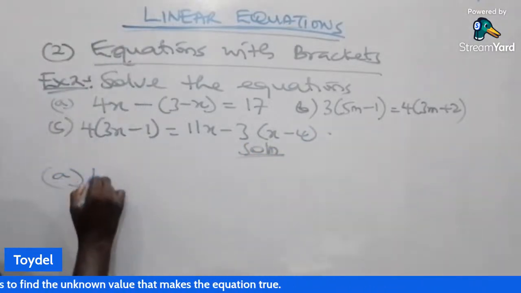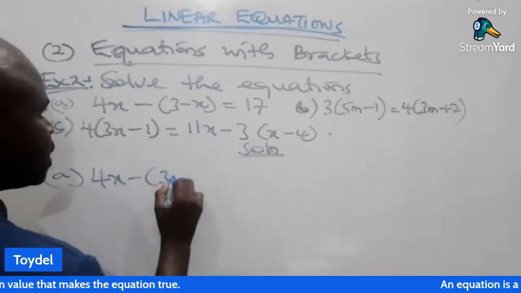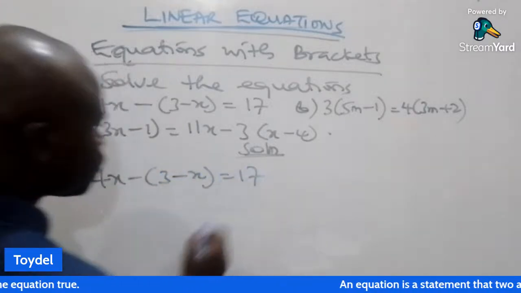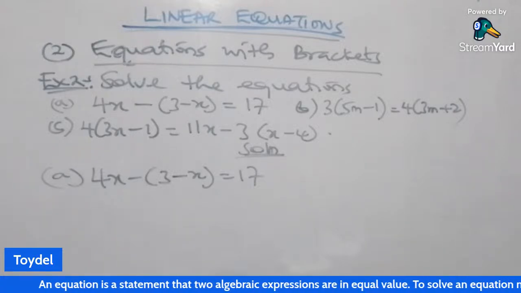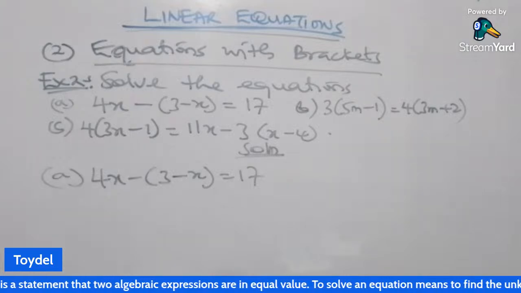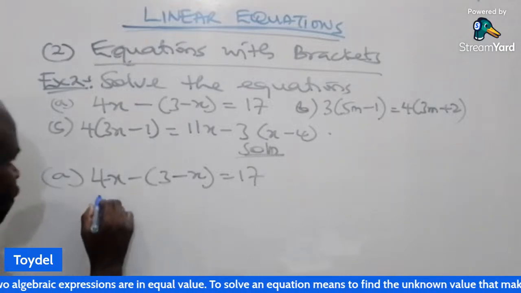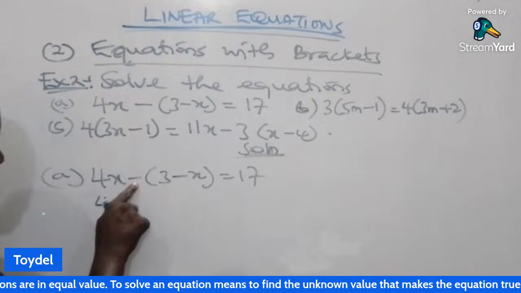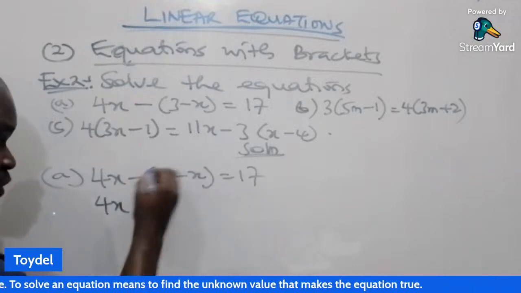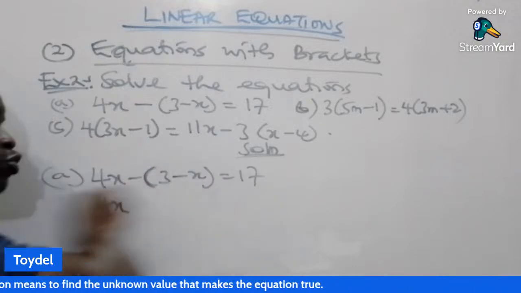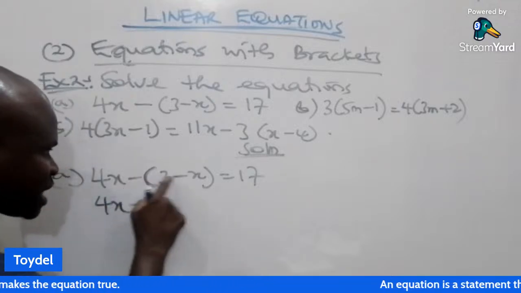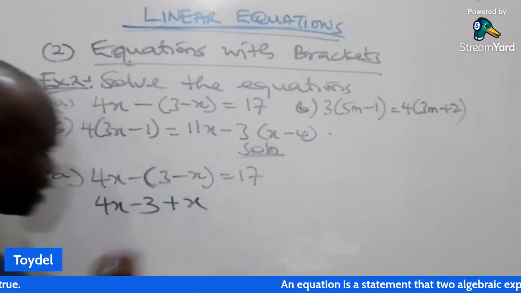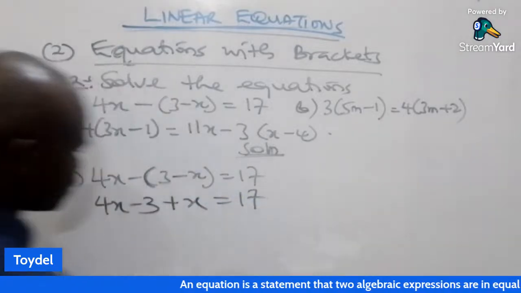So the first one, we have 4x minus into 3 minus x is equal to 17. So what do we do here? The subtopic is equations with brackets. We want to remove the bracket from this for us to be able to solve the equation. So let's look at this. We have 4x. Then there is minus in front of this bracket. So this minus here, we control everything in the bracket. Minus times plus 3 is minus 3. Minus times minus will be plus, that will be plus x. That is equal to 17.